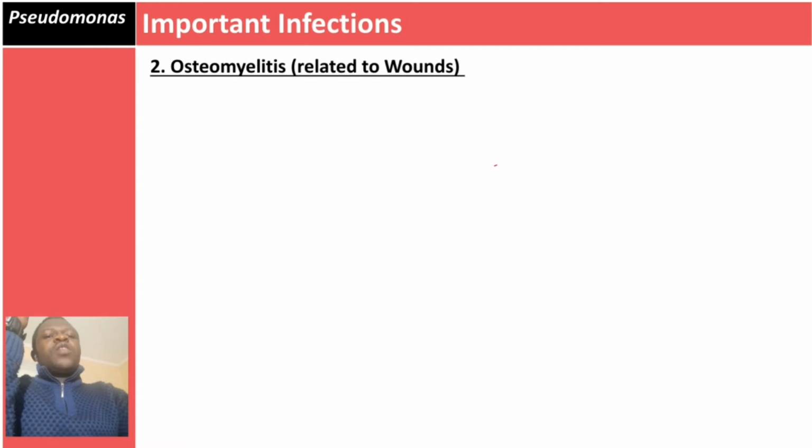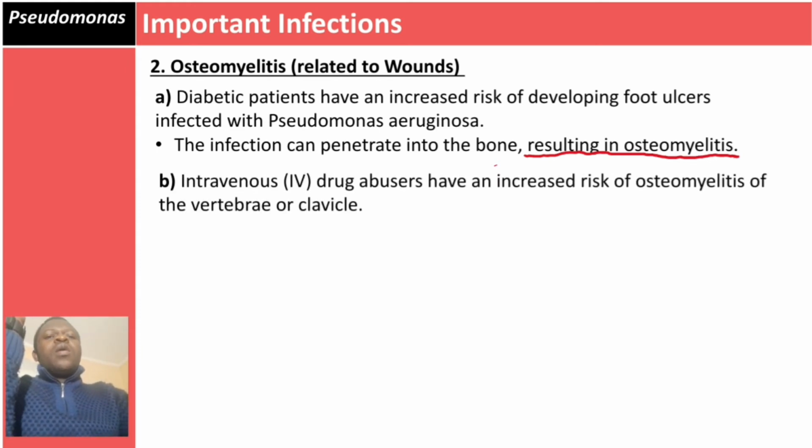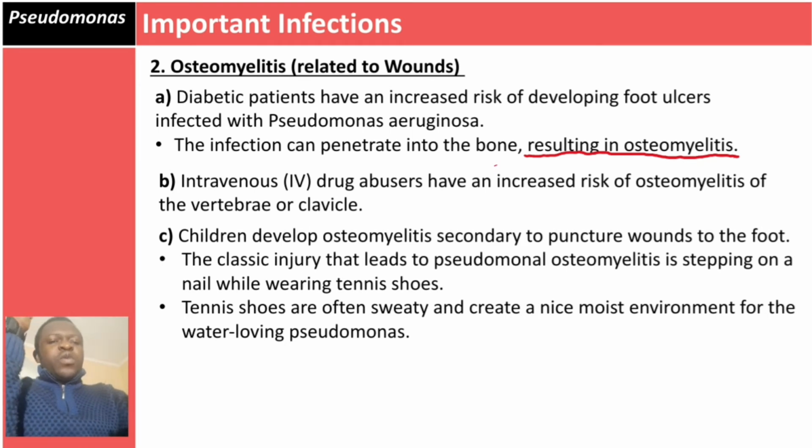The second infection is osteomyelitis. I told you this one is related to wounds, that's the second W. We just covered wind, so now wounds. Diabetic patients have an increased risk of developing foot ulcers infected with Pseudomonas aeruginosa. The infection can penetrate into the bone, resulting in inflammation of the bone, osteomyelitis. Intravenous drug users have an increased risk of osteomyelitis of the vertebrae or clavicle. Children can develop osteomyelitis secondary to puncture wounds to the foot.